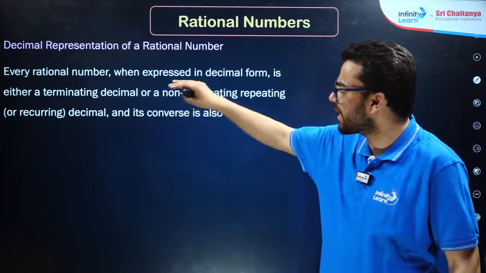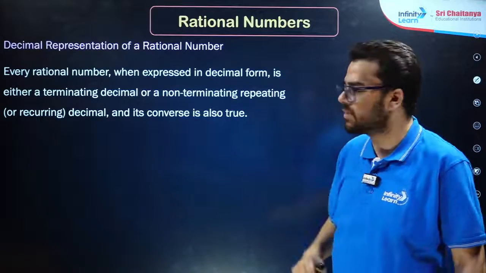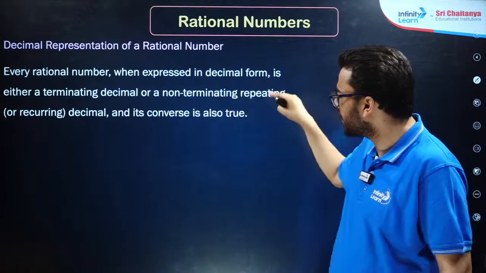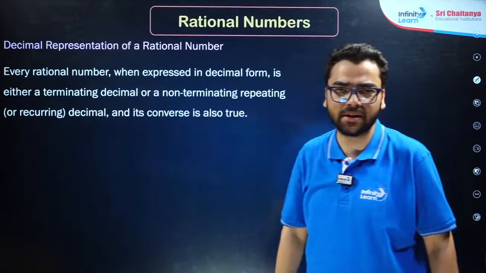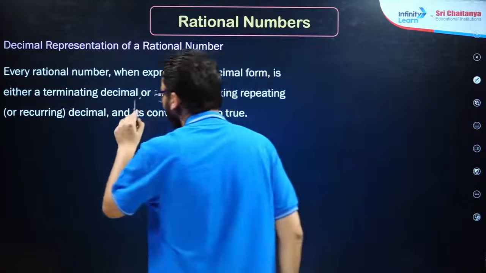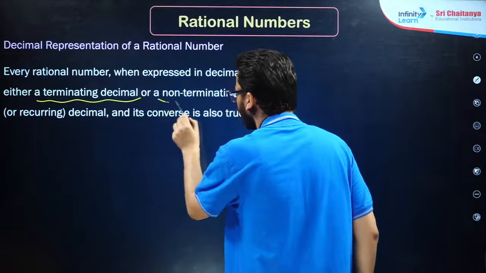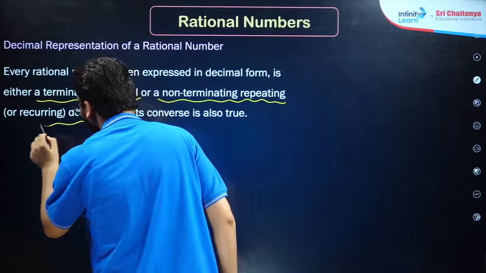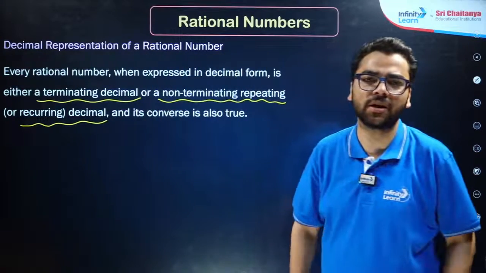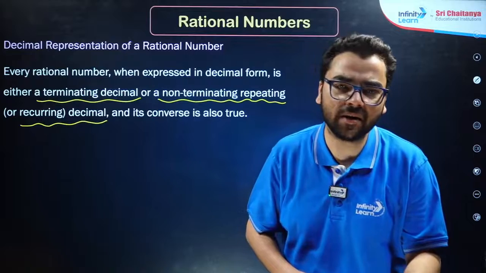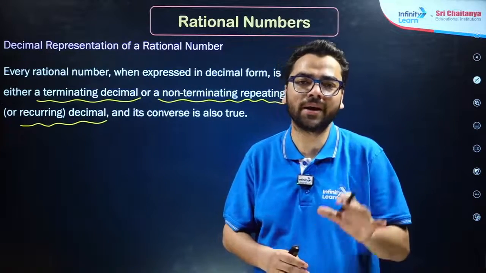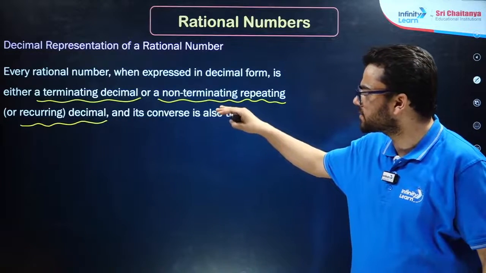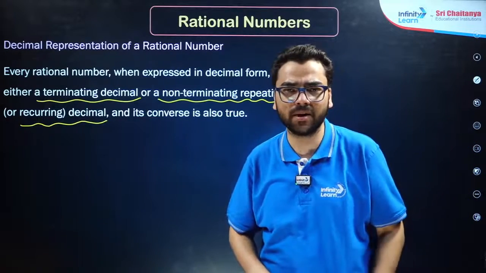Every rational number when expressed in the decimal form is either a terminating decimal representation or a non-terminating repeating decimal representation. It can be terminating or non-terminating repeating, or you can say recurring decimal. So two types of decimal representation of rational numbers are there. Only two types of decimal representation of a rational number can be there.